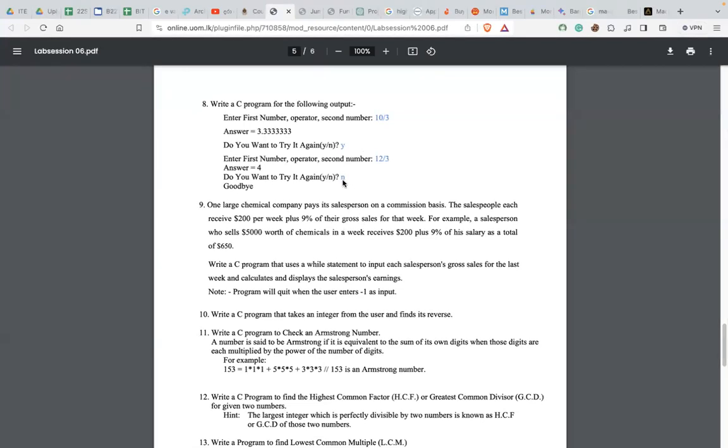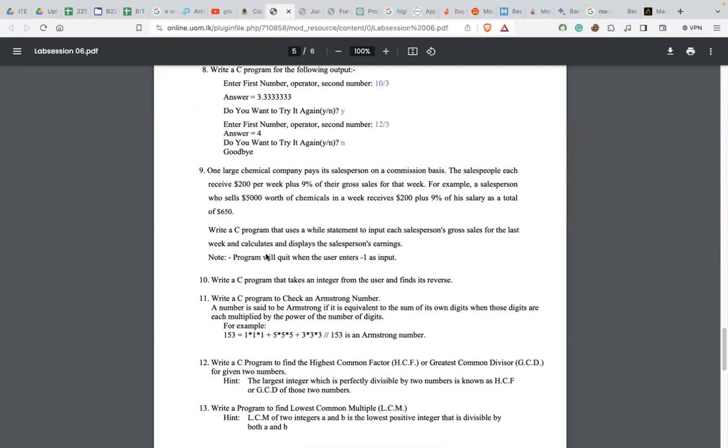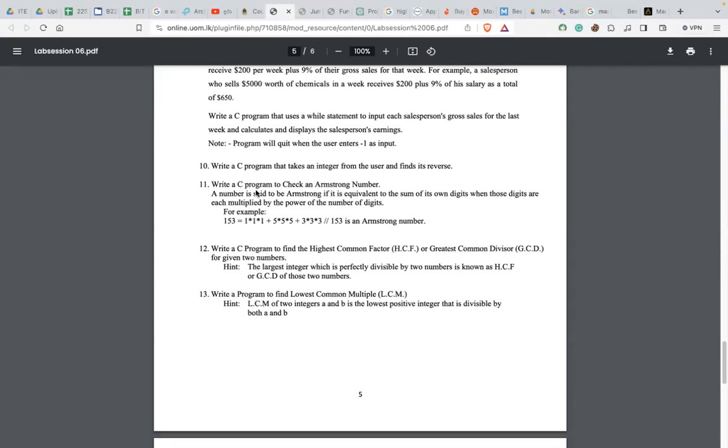What is the next question? Question number 11 and 17. Go to 11. Question number 11 is an Armstrong number. I think you guys did this one in the online exercise also. I asked you to do the Armstrong number. Now I think you know what it means by Armstrong. Let's take an example, 153.